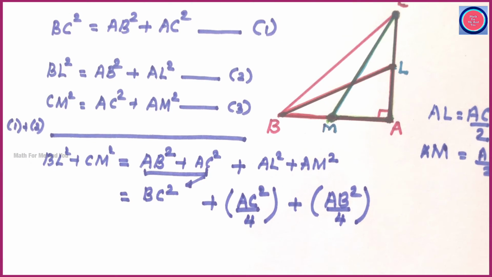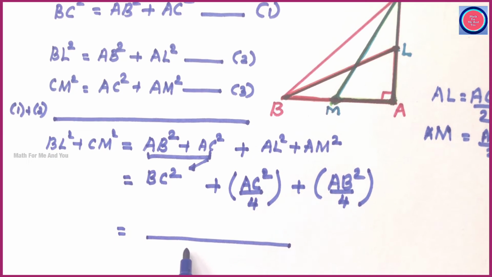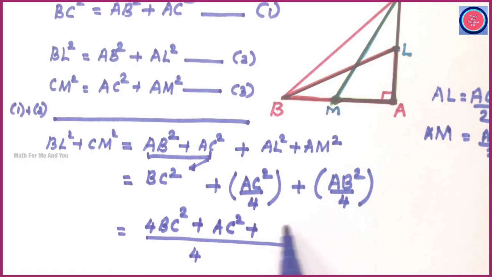Now by taking 4 as common denominator, we could do addition with these three terms. So we are going to take 4 as common denominator. The first term becomes 4 BC square over 4, because only BC square, multiply numerator and denominator with 4, it becomes 4 BC square, denominator is 4, plus AC square over 4 plus AB square, that also with the denominator 4. Now the left side, don't forget, it is BL square plus CM square.